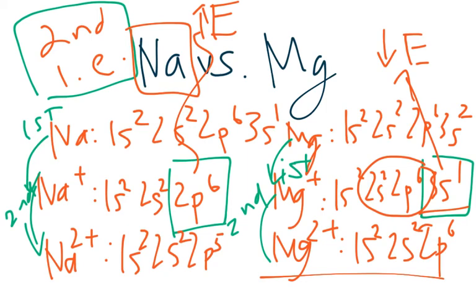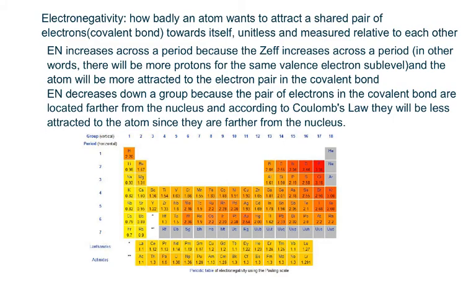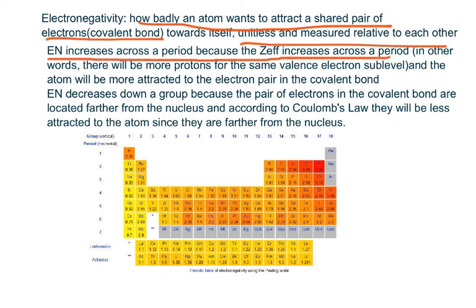So let's move on to the next topic, electronegativity: how badly an atom wants to attract itself to a shared pair of electrons in a covalent bond. Electronegativity is unitless and measured relative to other elements, so there are no units for electronegativity. Now, electronegativity increases across a period because Zeff increases across a period. In other words, there will be more protons for the same valence electron sublevel, and the atom will be more attracted to the electron pair in the covalent bond.